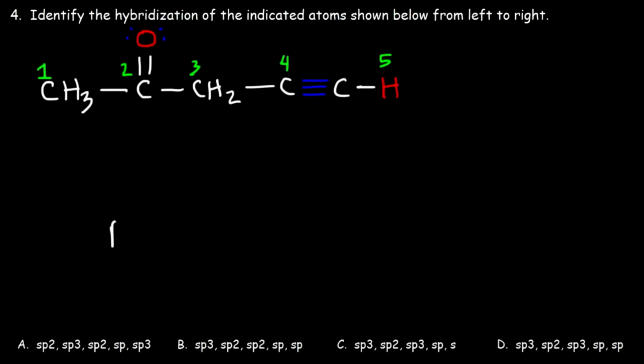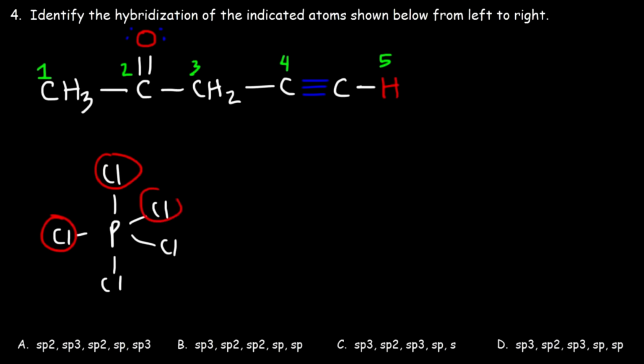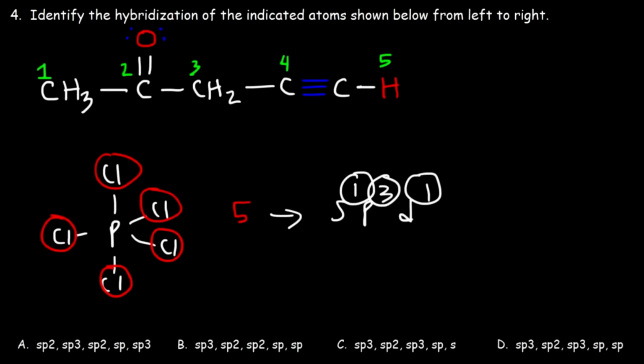Now what if we have more than 4 groups? Let's use phosphorus pentachloride, for example. What's the hybridization on a central phosphorus atom? So here we have a total of 5 groups. So it's going to be S1, P3, D1. S only has 1 orbital, so there's no S2. P only has 3 orbitals, so you shouldn't have P4. D has 5 orbitals, so we don't have to use all 5. The exponents have to add up to 5. 1 plus 3 plus 1 is 5.